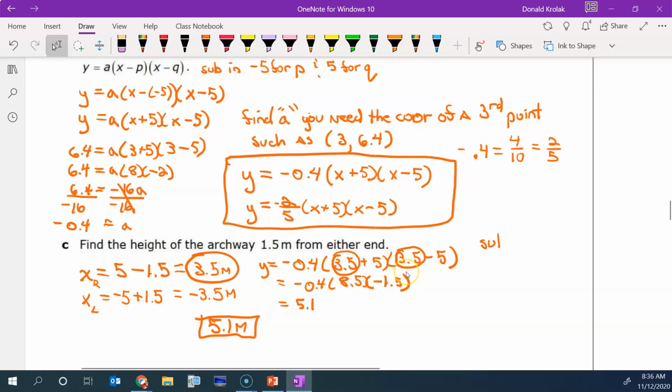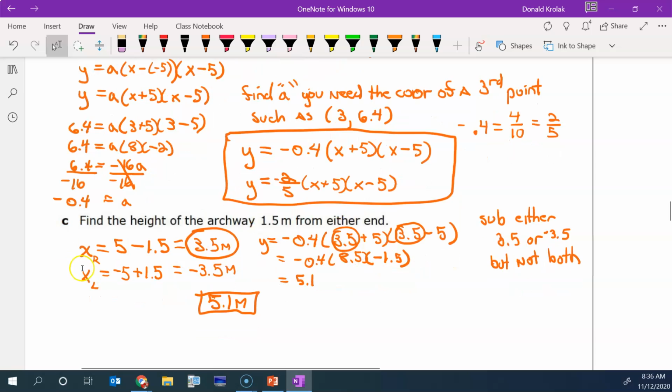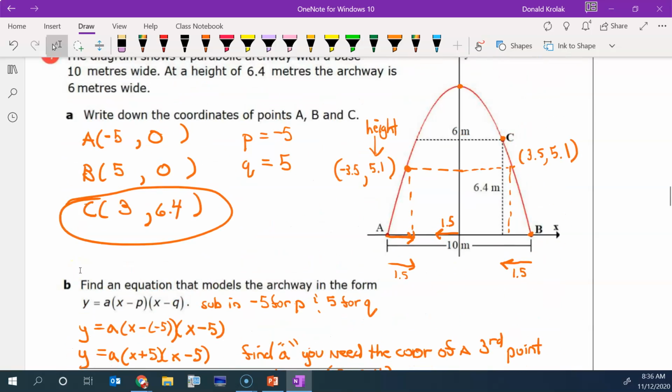So on this step here, guys, substitute either 3.5 or negative 3.5, but not both. Just one of them. And there's your solution.